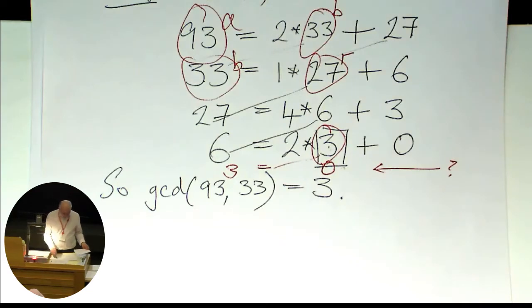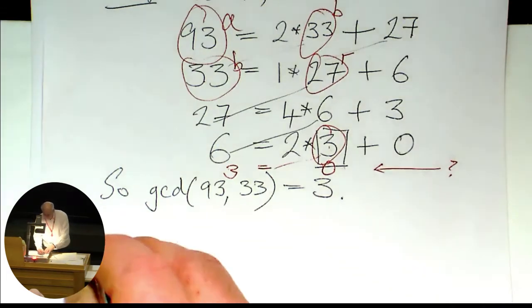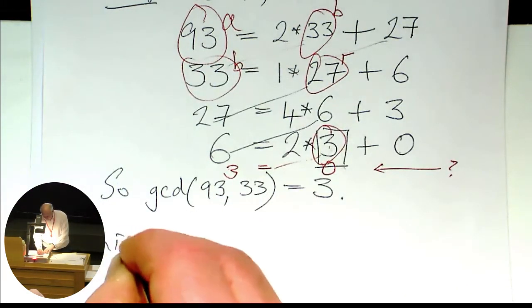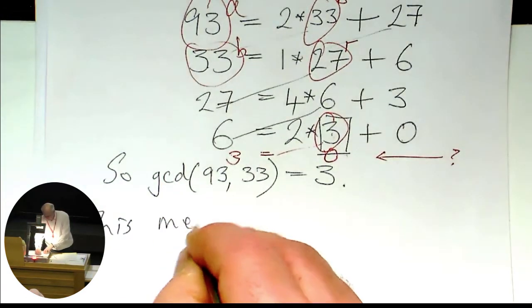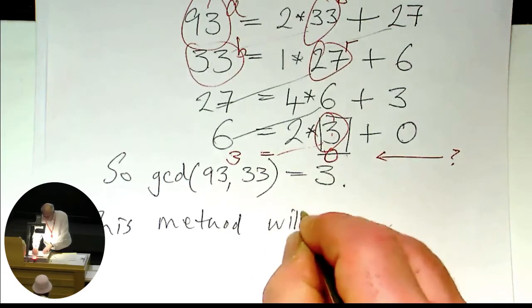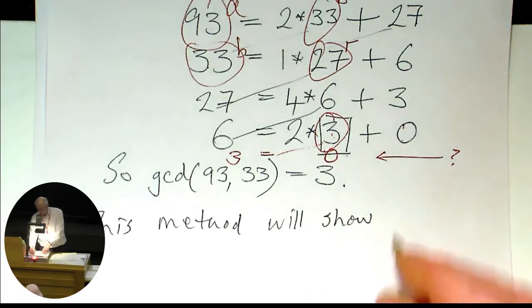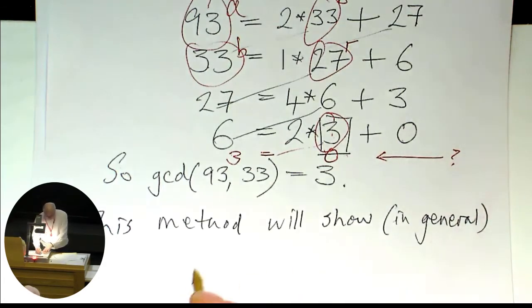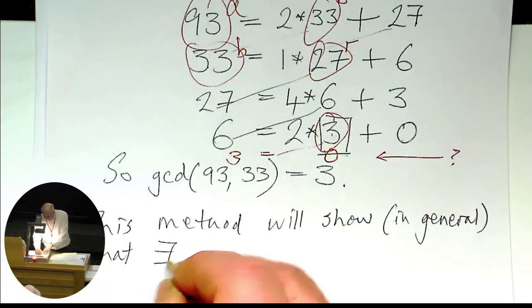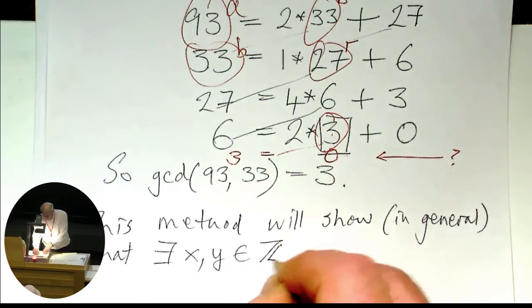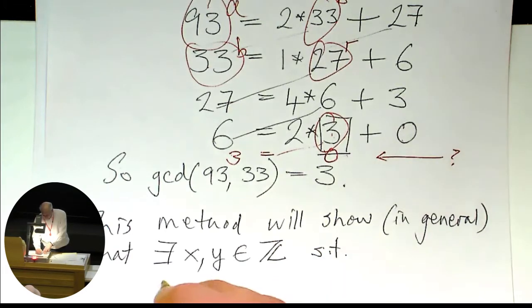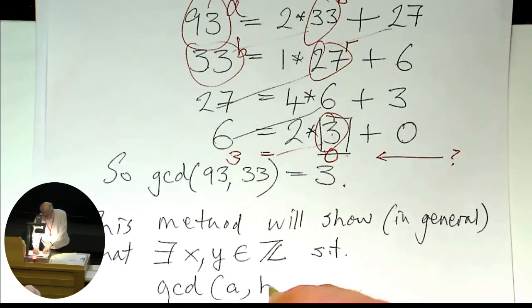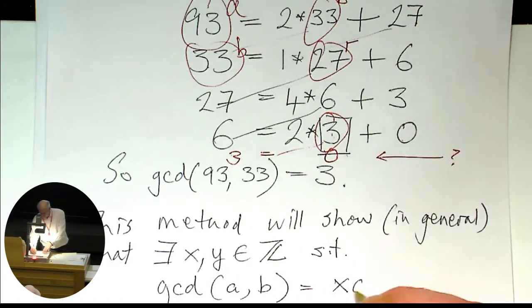Now I want to talk about Euclid's extended algorithm. It's well known that this method, if you follow it, will show, and I say in general rather than using these numbers, that there exist integers x and y such that the greatest common divisor of two integers a and b can always be expressed as a linear combination with integers of a and b.